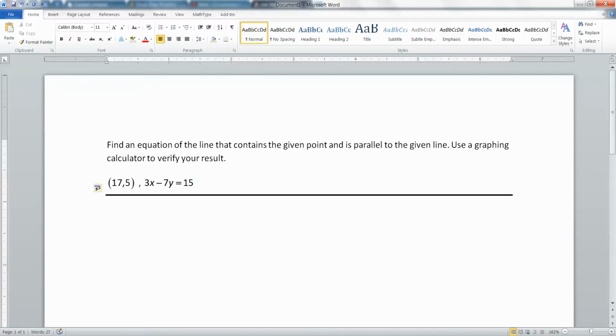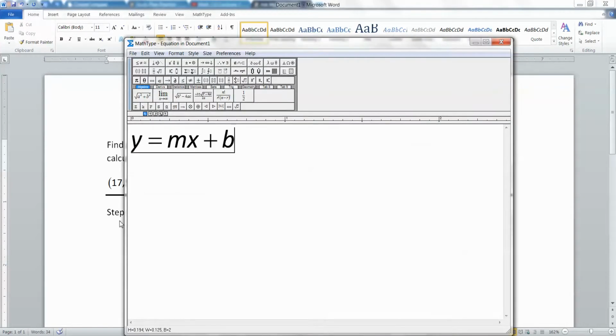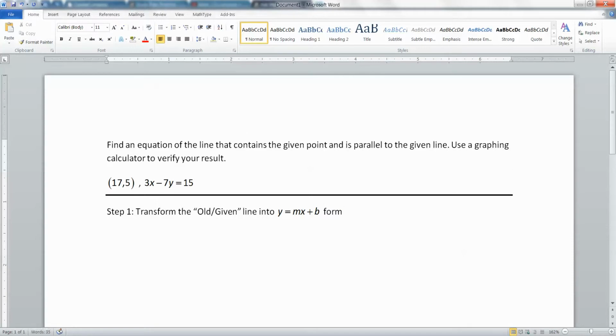There's the problem. All right, so first thing we need to do is take the line they gave us and change it. So step one, transform the old line, the given line if you like, the old/given line, into y equals mx plus b form. Okay, all right, so there's our step one. Let me do that. I'm going to make that bold so you can see it better.